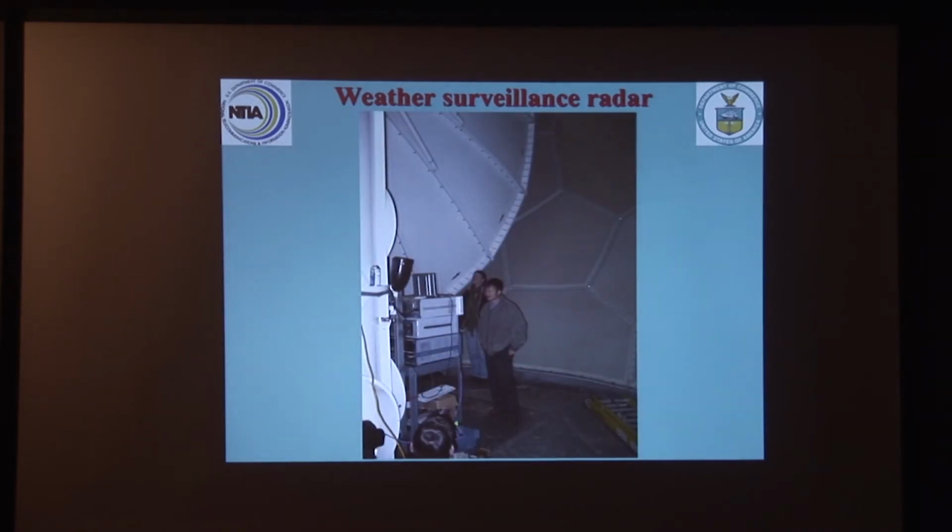Is this the next rad system? This is the so-called NEXRAD, N-E-X-R-A-D, Next Generation Radar System. Here we have an ITS engineer and an ITS technician next to the big parabolic antenna inside the dome of a NEXRAD radar.